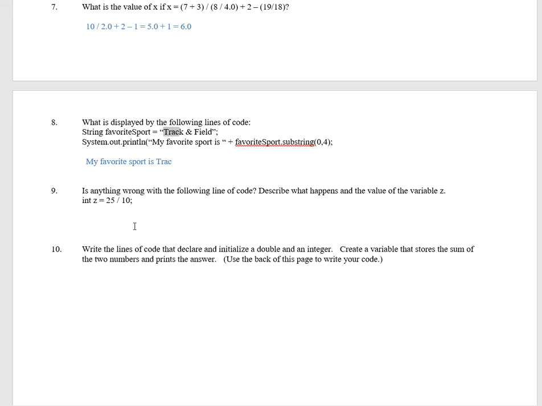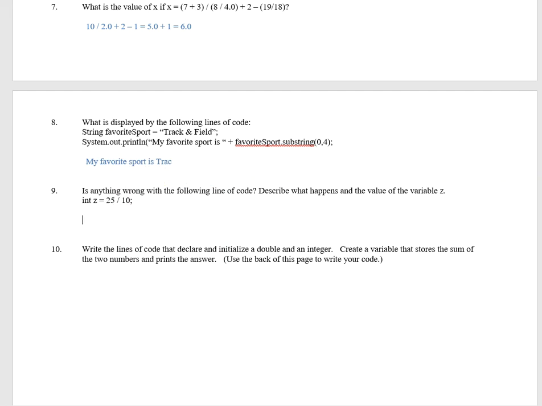All right, number 9 says, is anything wrong with the following line of code? And describe what happens with the value of the variable z. Well, technically there is nothing wrong with what is going on here. This is integer math. We have an integer divided by an integer, so the answer is going to be an integer. So z is correct, but how many times does 10 go into 25? Only 2.